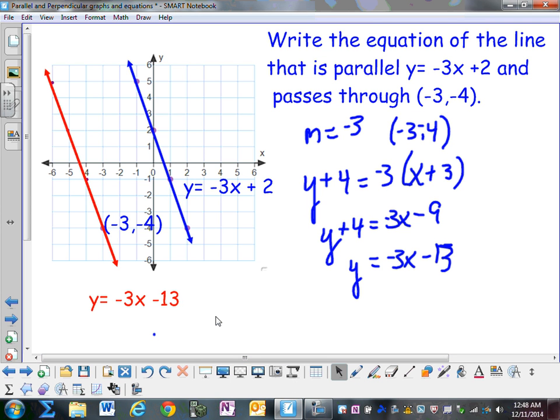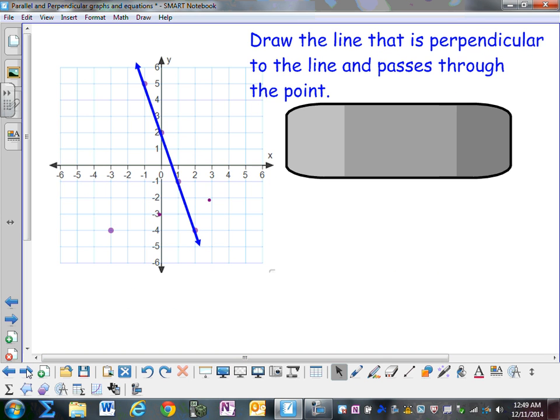So now, instead of saying this line is parallel to that line and goes through that point, I can say y equals -3x minus 13 is parallel to the line y equals -3x plus 2 and passes through the point -3, -4. So I can take the same idea and write an equation of a perpendicular line. So let's start with the graph.